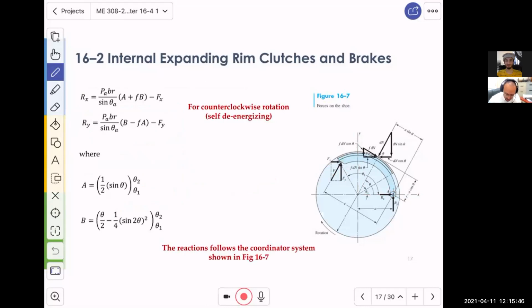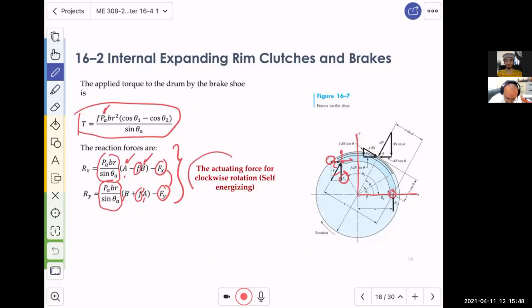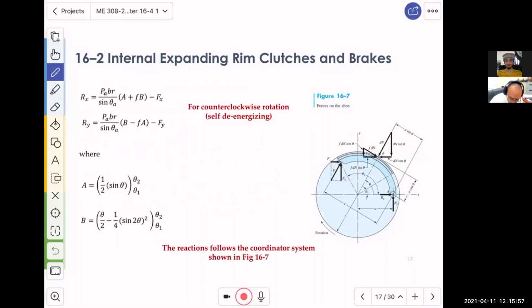What is this? This is for the actuating force on a clockwise rotation with a self-energizing brake. Now, what if we have counterclockwise rotation for a self-de-energizing shoe?